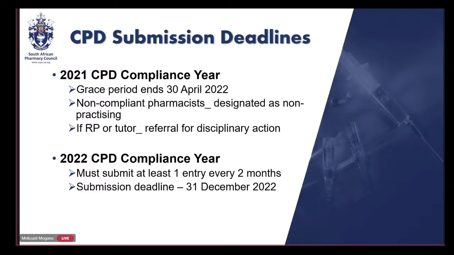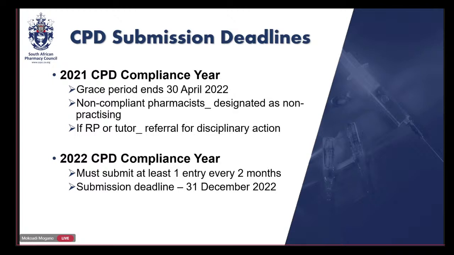All right, so the CPD submission deadlines. For the 2021 compliance year, we had a grace period that started from 1st of February to the 30th of April 2022. So the grace period ends on the 30th of April, which is next week or so. So it's important for you to go onto the system to check if you have submitted the required 6 CPD activities. We have made the system easier for you to check.